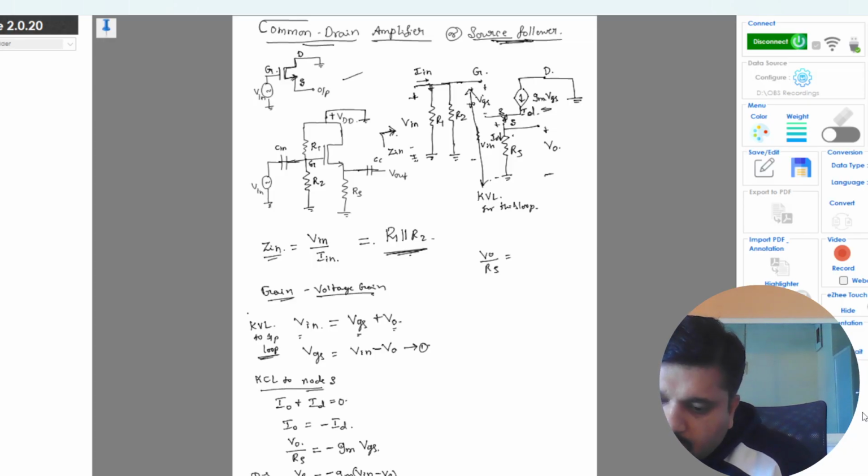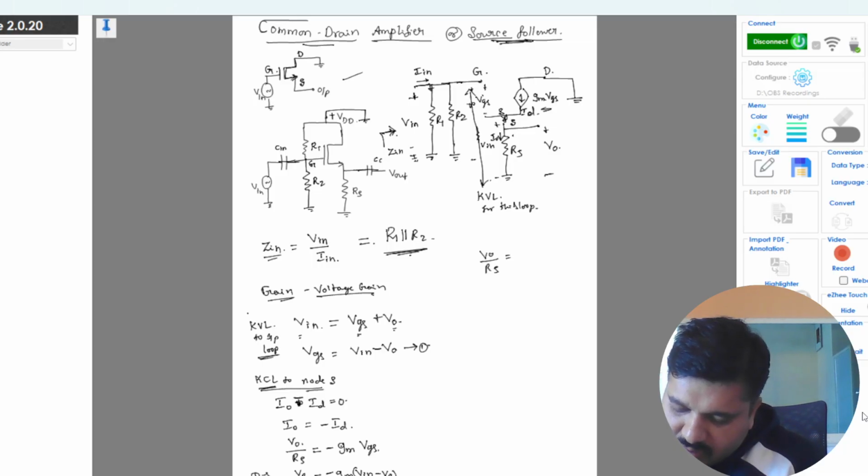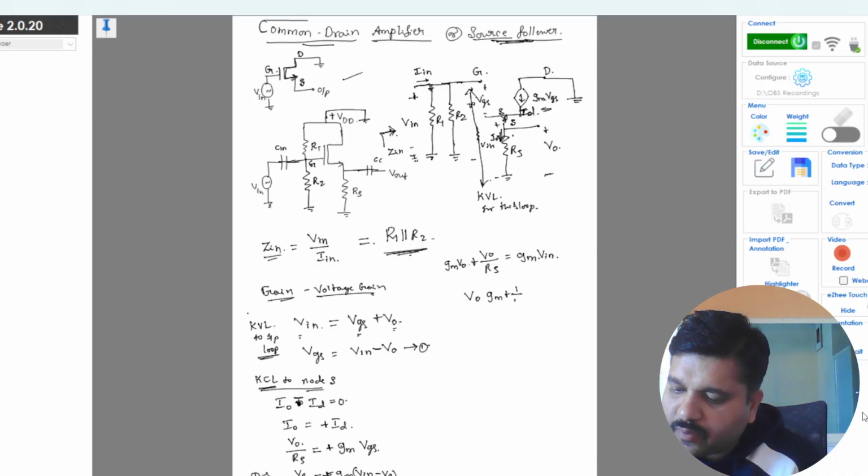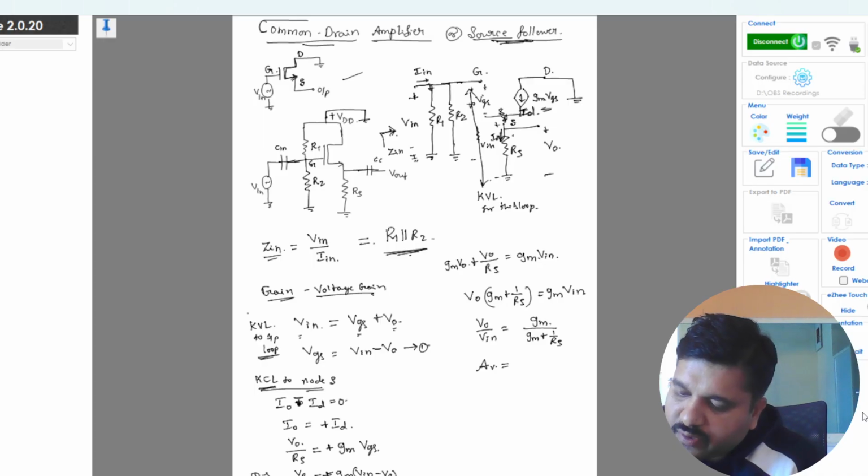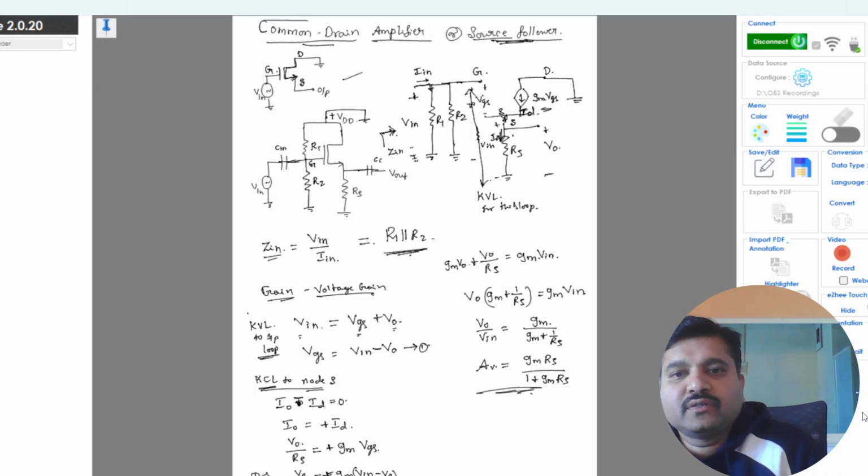Okay, the KCL what I have written is wrong here. This is minus because the incoming current is ID and the outgoing current is I0. This will be plus. So this will be GM into Vin plus GM into V0, taking this V0 into GM on the left side. So this becomes V0 into (GM plus 1 upon RS) is equal to GM into Vin. So V0 by Vin I can write as GM upon (GM plus 1 upon RS). So the voltage gain is GM into RS upon 1 plus GM into RS. So this is the gain of the amplifier.